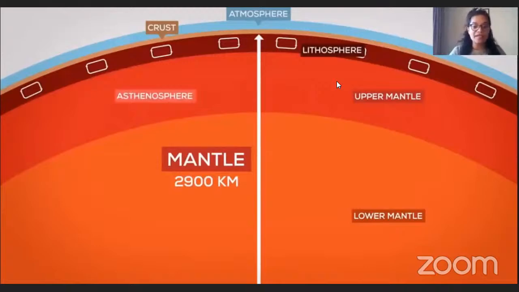So the upper mantle can again be divided into two parts. That is, what is it? That is the lithosphere and the asthenosphere. Very good. Now, what is the difference between them? Asthenosphere consists of, correct, the more solid material.